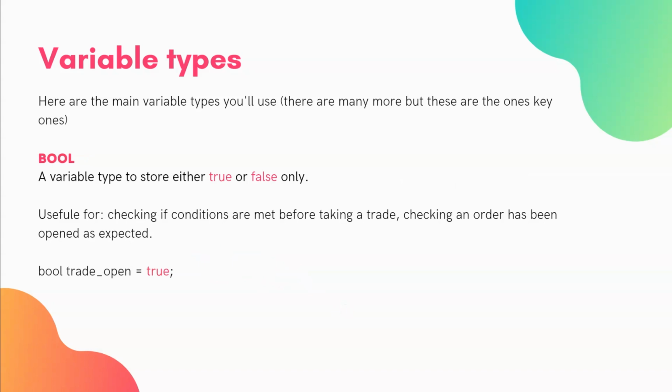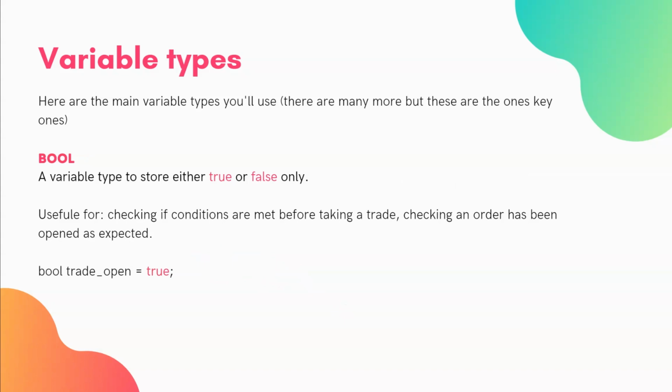The final main type of variable that we have is bool. It's a variable that will only store true or false, and it's useful for checking if conditions are met before taking a trade, or checking an order has been opened as expected. You'll often see functions return a true or false value, which we'll look at further down the line.